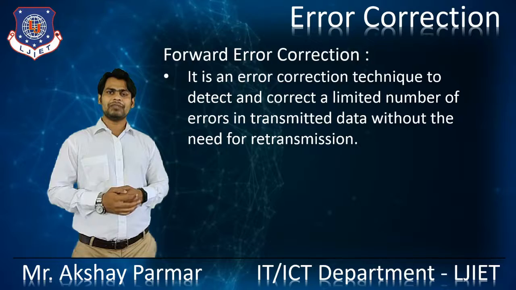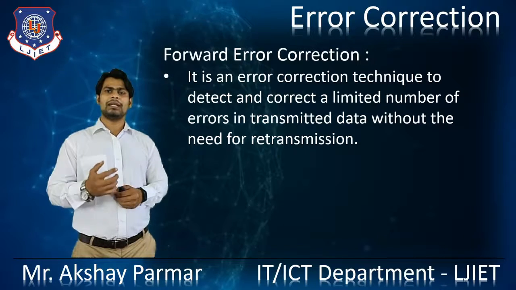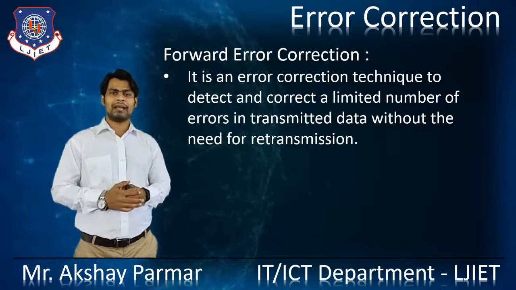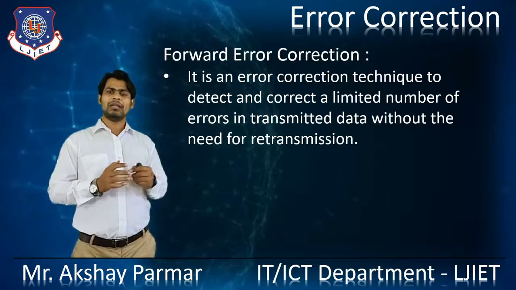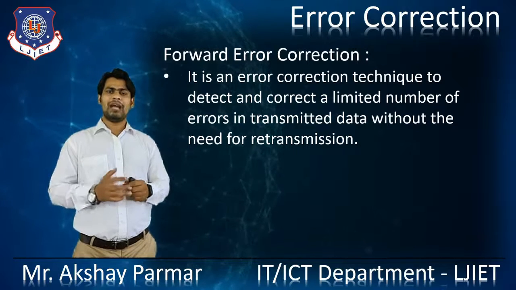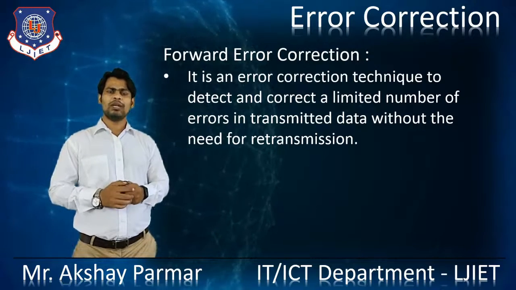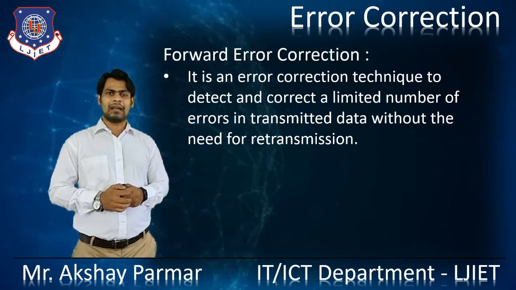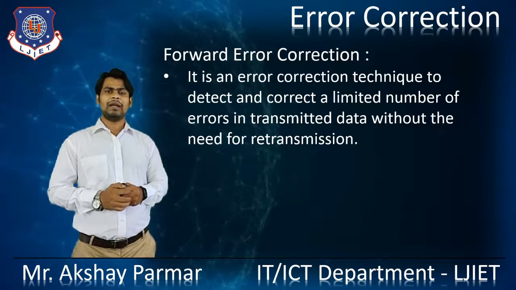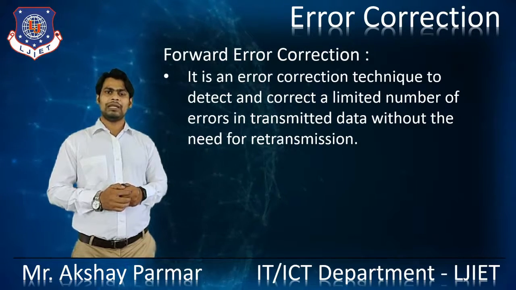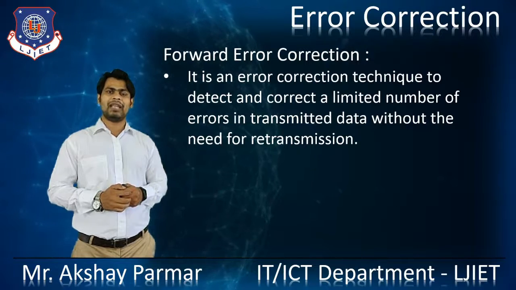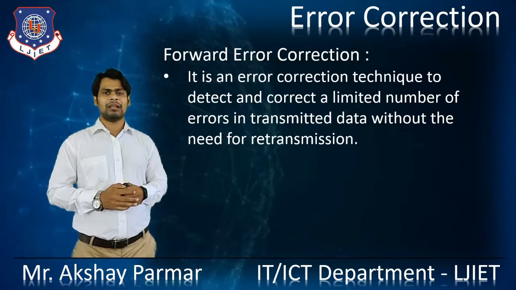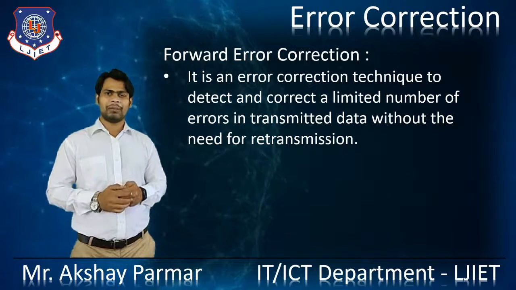Its type is forward error correction. It is an error correction technique to detect and correct a limited number of errors in transmitted data without the need for retransmission. With the help of the error correction technique, you don't need to retransmit the data if an error has happened. You can simply correct that error by applying this technique. But it corrects only a limited number of errors in the transmitted data, so this is a major drawback.